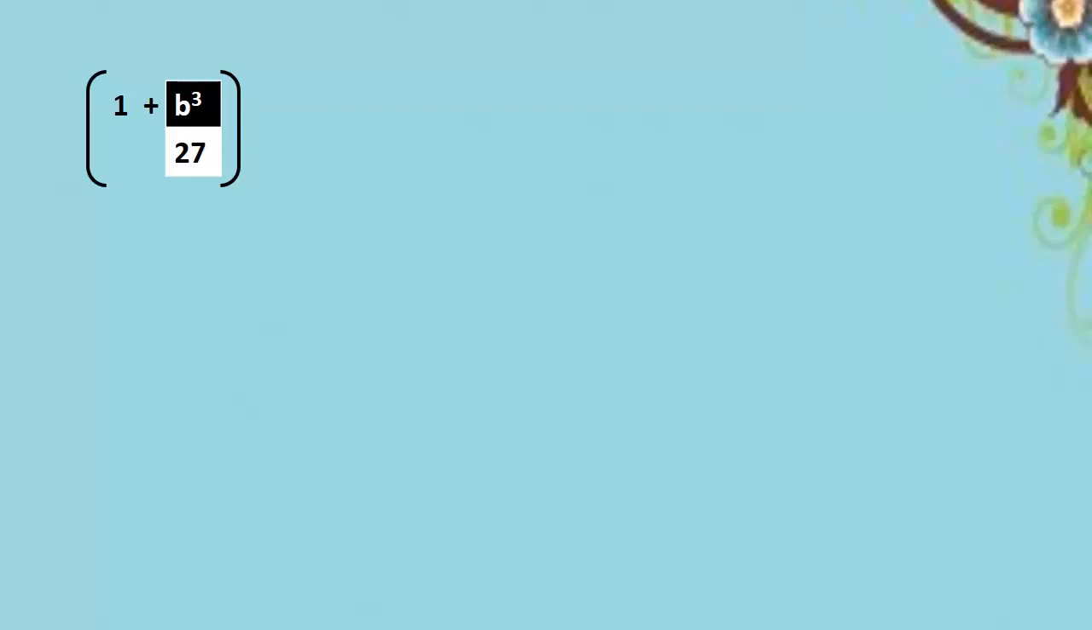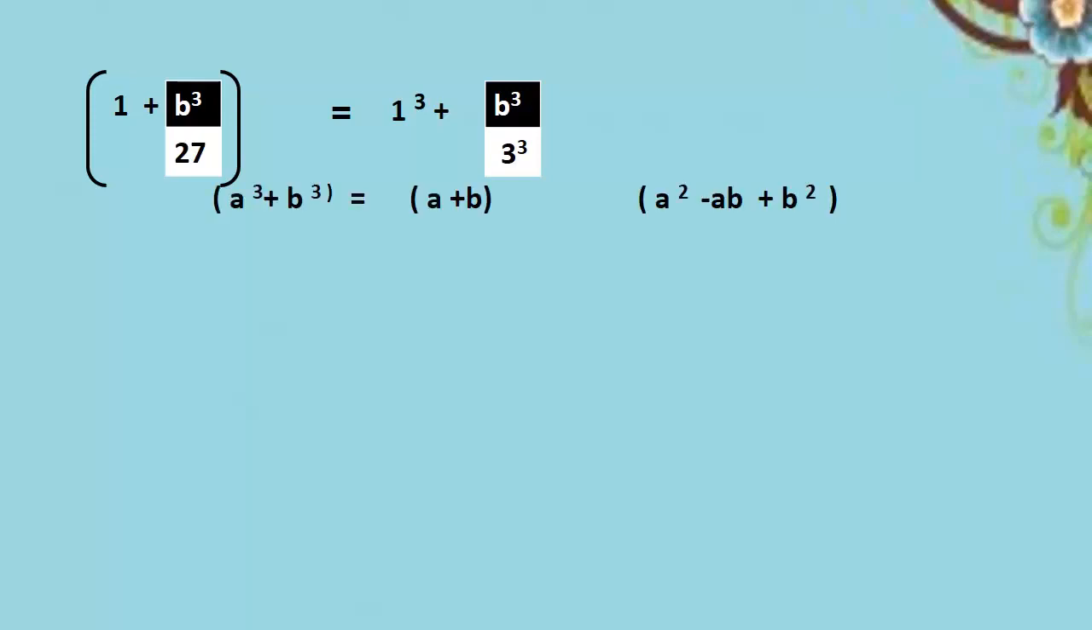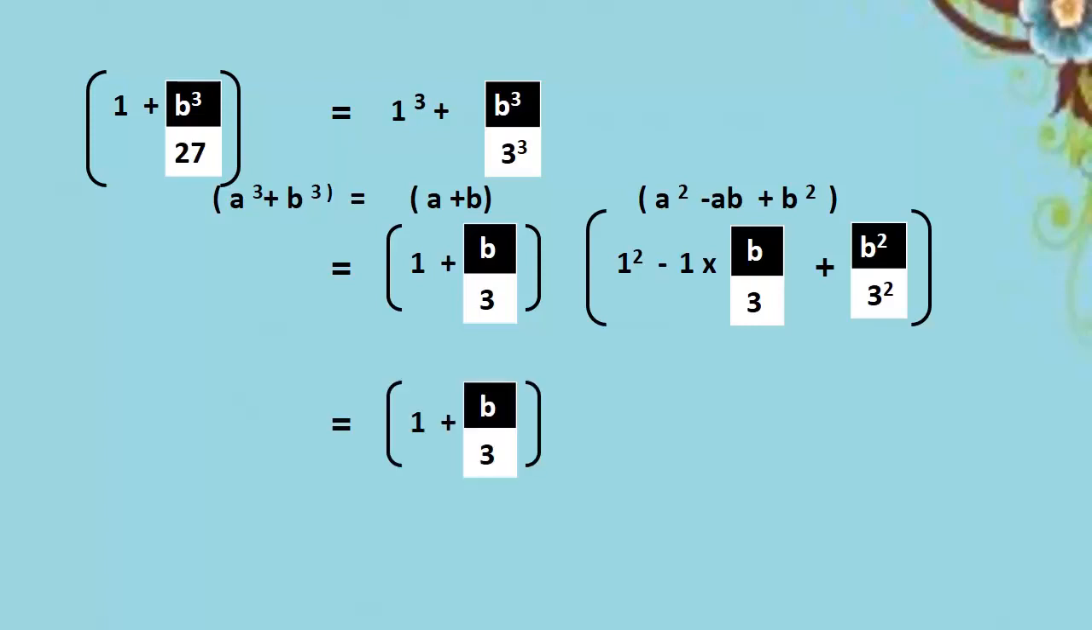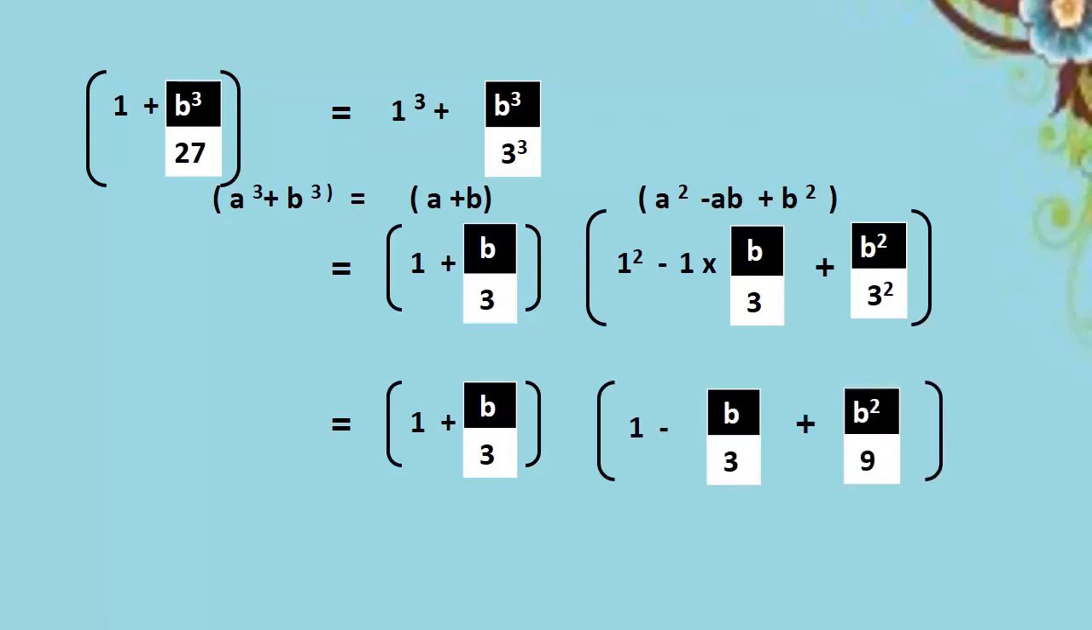Now if it is a fraction, then also we should follow the same method. The cube root of 1 is 1. That of 27 is 3, what we have practiced. So we just write 1 cube plus b cube upon 3 cube. So now writing in the formula appropriately, check whether you wrote it properly or not. Remember 1 square is also 1, and now the first term will be as it is. So 1 square is 1, 1 into b is b upon 3, and 3 square is 9. So my answer will be this. Now here no need to simplify, keep your answer as it is.